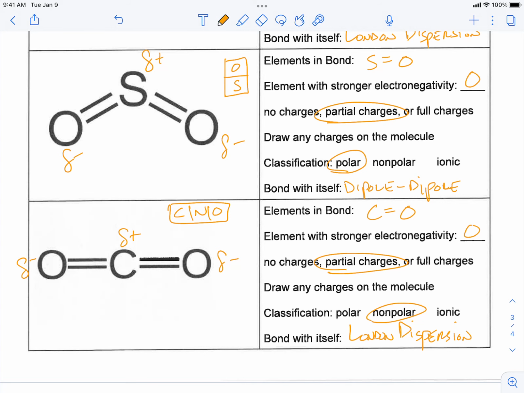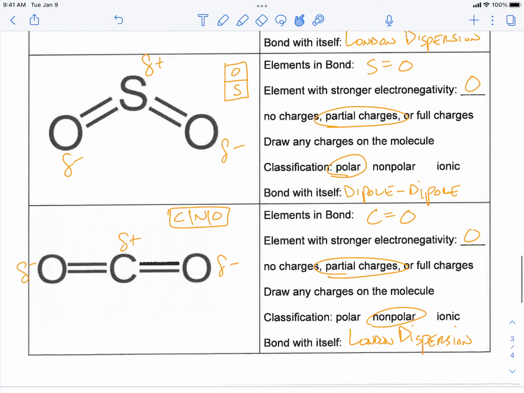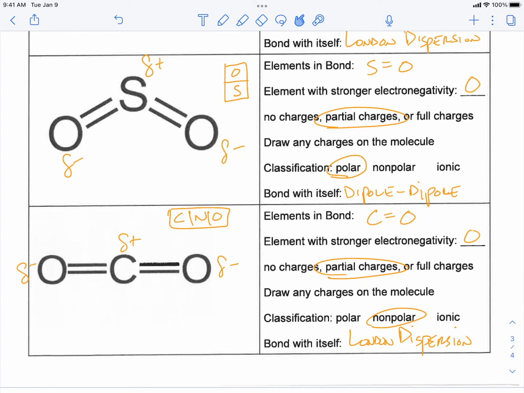These last two examples are really to illustrate how shape impacts the polarity of a molecule. The SO2 in nature is a bent molecule. Carbon dioxide is linear, even though they really have the same sort of charge distribution, but because the shape is different, the polarity is different. All right, hopefully that helps understand bonding, and thanks for watching. Bye-bye.